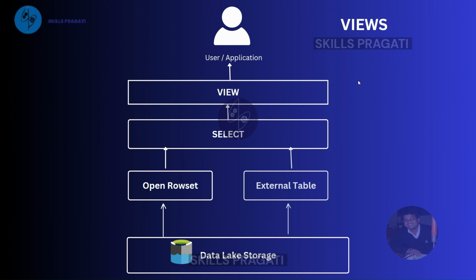Similarly, as we did in the previous lesson, we know that we can create an external table on top of the data in the data lake storage. We can create a view on this selection from the external storage too. You might be thinking why we should create a view on top of an external table instead of selecting data directly from the external table.